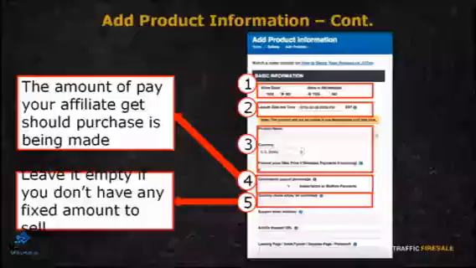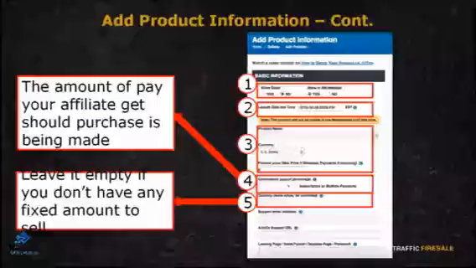Next, enter the name of your product, the main currency you're using, and of course, the price of the product. The conversion payout percentage means the amount of pay your affiliate will get should a purchase be made. If the product you're selling has a subscription payment, you'll need to fill in the pop-up information. Additionally, if you have a trial price, another box will appear for you to fill in.